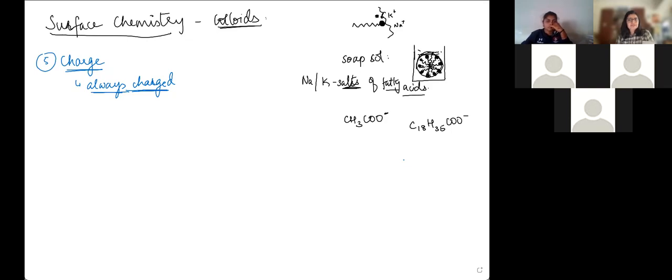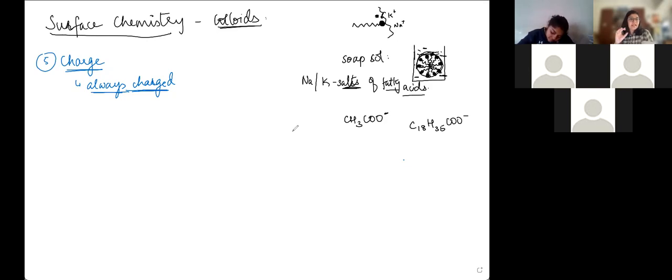So the ionic end pointing outside will be negative, where the Na or K plus ions will get attracted, right? Because on the outside you have the ionic end of the soap molecule, each soap micelle will be negatively charged. And the K plus and Na plus are just chilling in the solution, surrounded by it. Okay, so this is just an example.